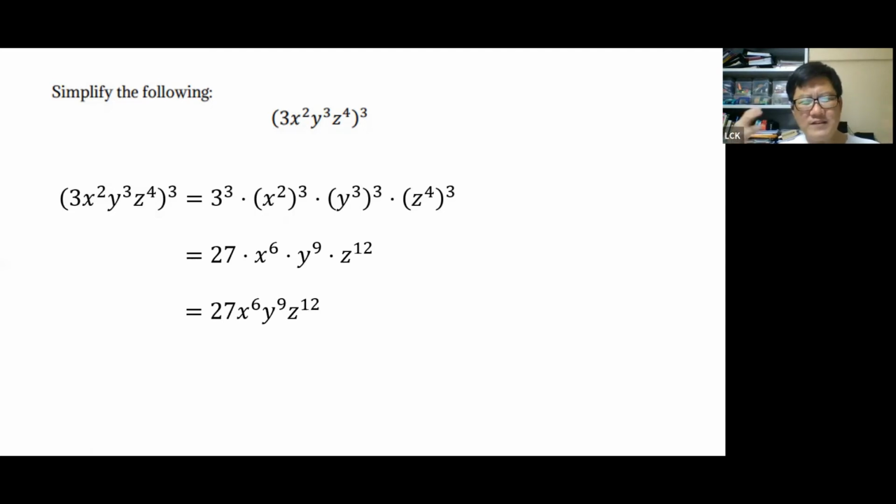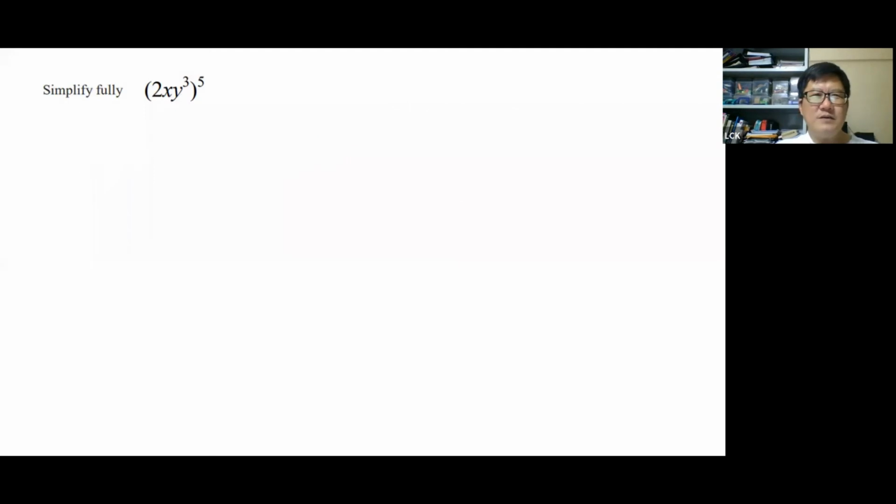Always do it step by step. Don't skip steps. Every step is important, as long as it contributes to your understanding. Don't skip steps yet. So here, simplify fully. Again, the 5 is applied to the 2, the 5 is applied to the x, and the 5 here is applied to the y cube. It's applied to every single one of them. So you have 2 to the power of 5, x to the power of 5, and y cube, the whole thing to the power of 5.